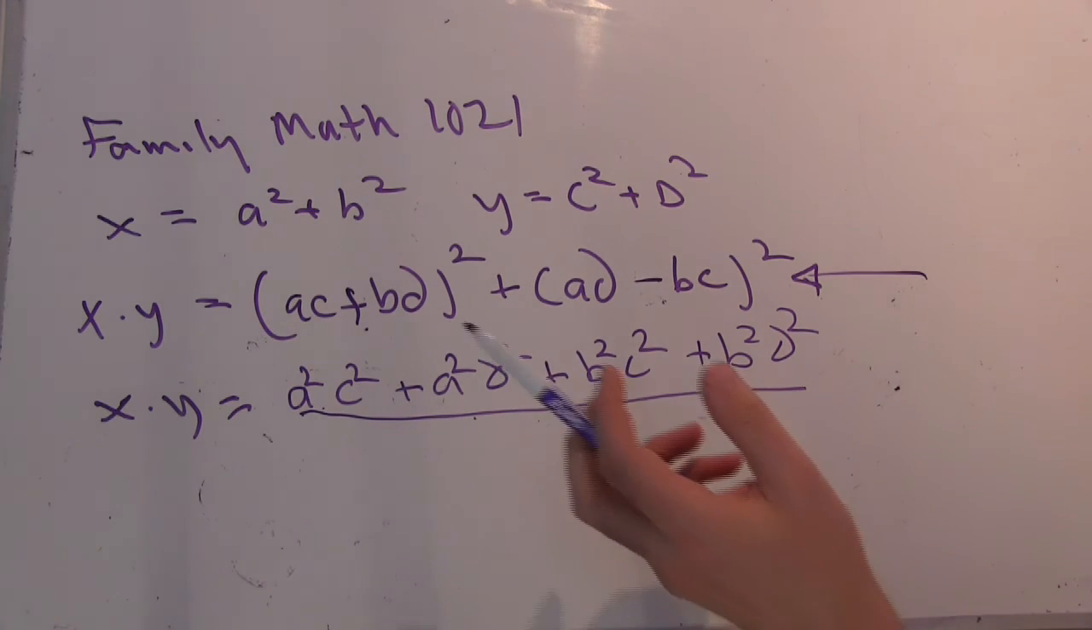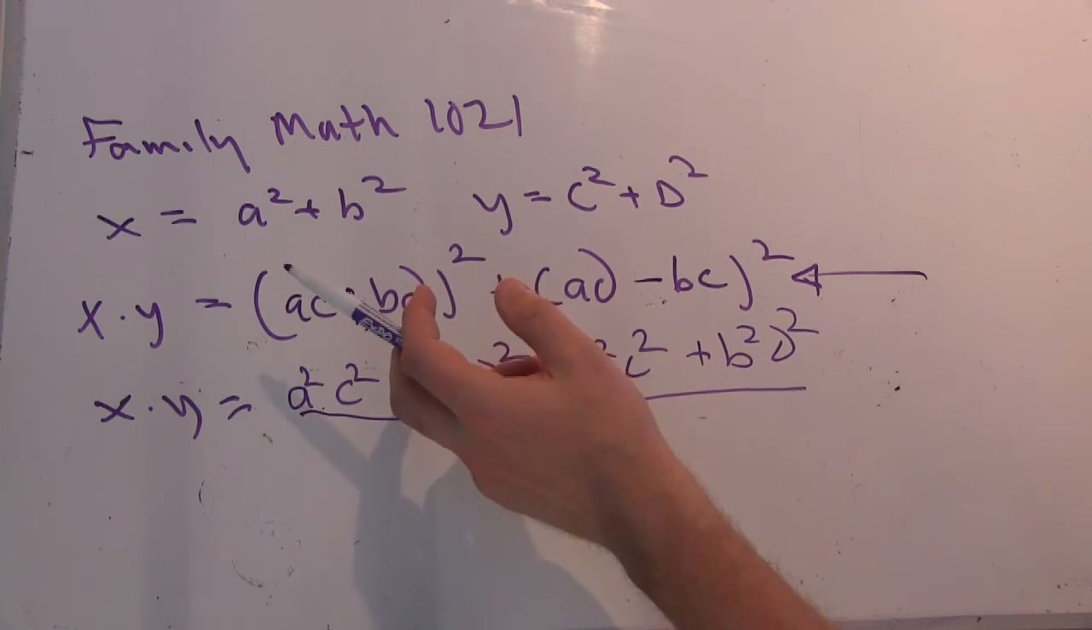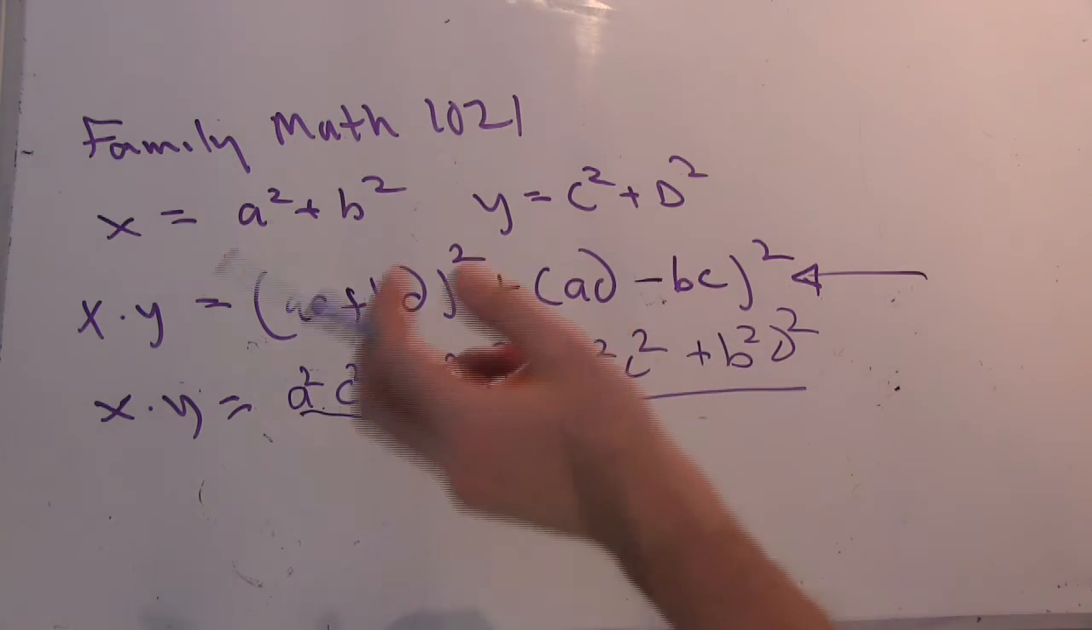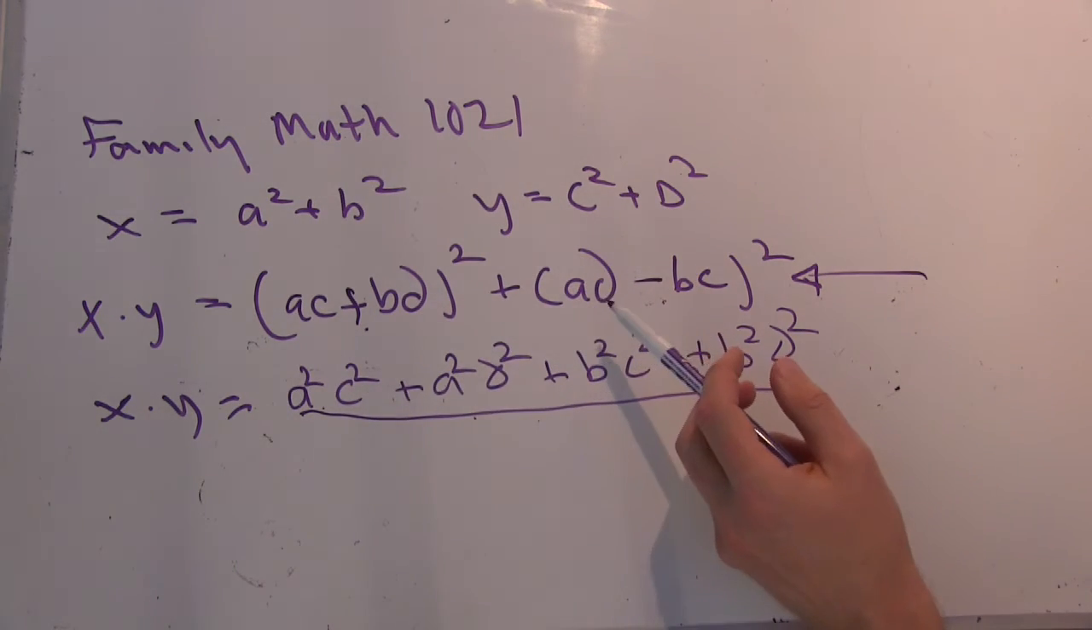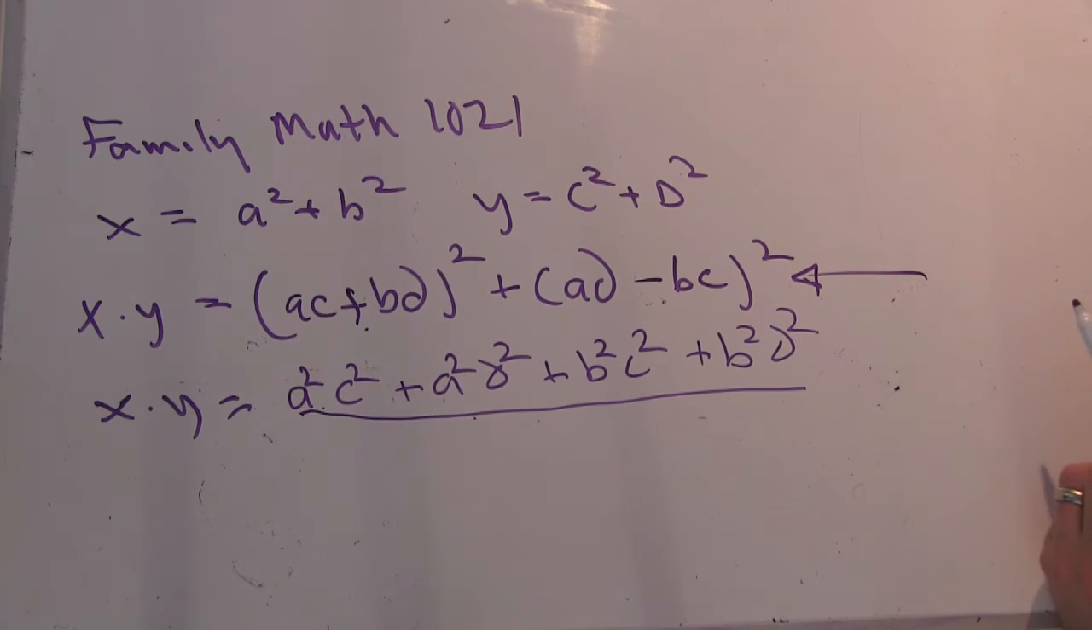Which means that it looks like if x is a sum of two squares and y is a sum of two squares, then x times y is the sum of two squares in two different ways. What does that mean about x times y? Well, it's not prime.